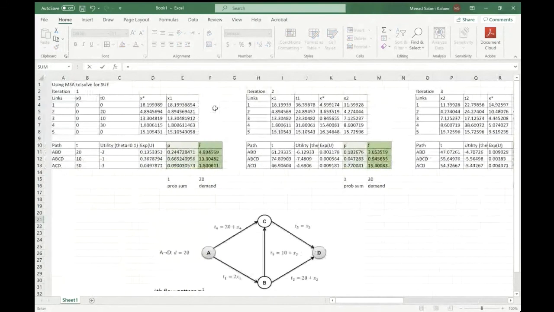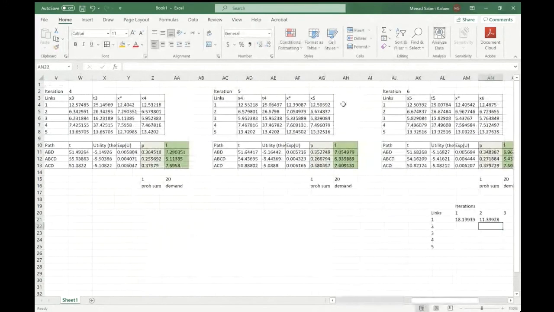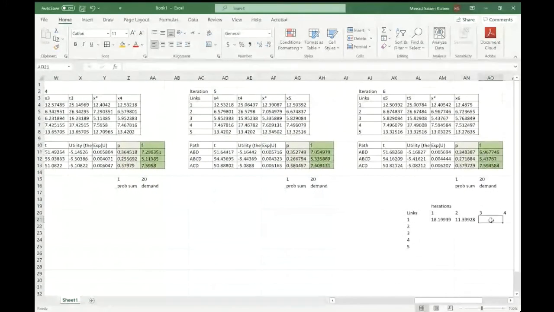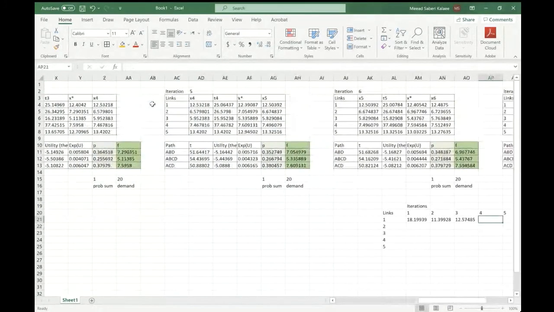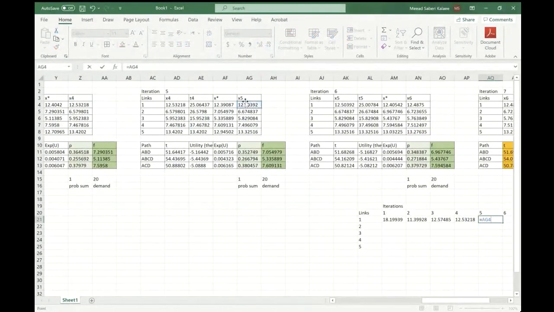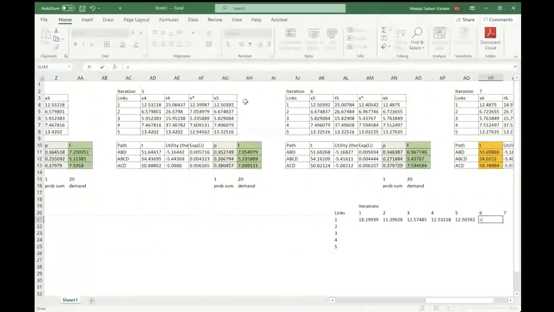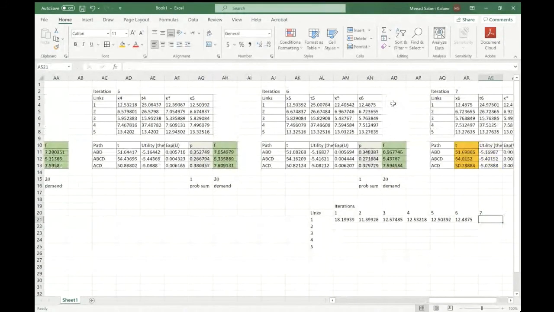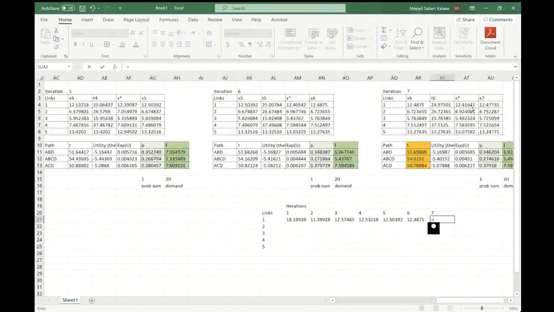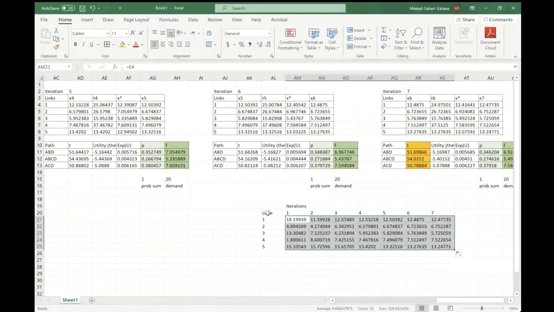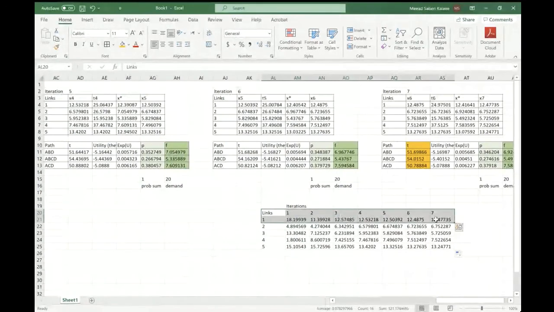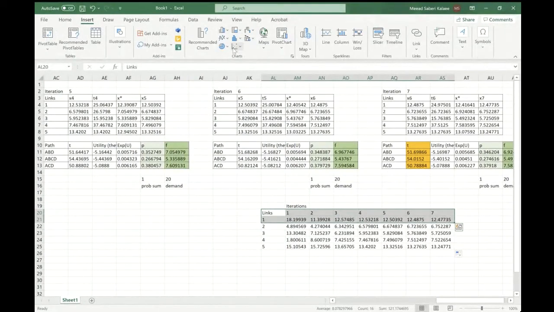Iteration number 2 is this. Iteration number 3 is this one. Iteration number 4. Iteration number 5, and iteration number 6, and link volume of link 1 iteration 7. And now if I do that for all the iterations, okay, so let's have a look at how the link volumes are actually changing.